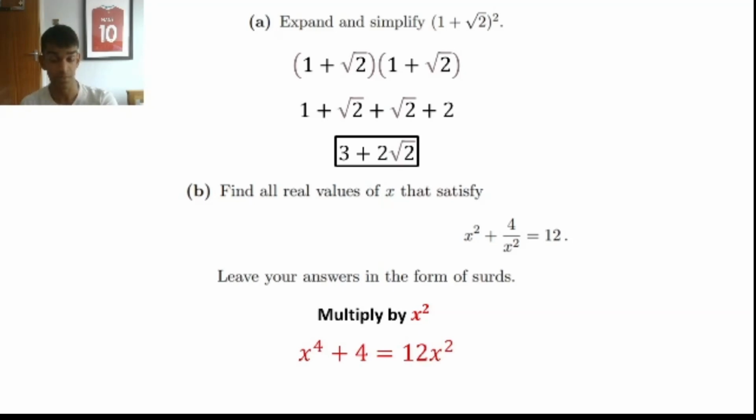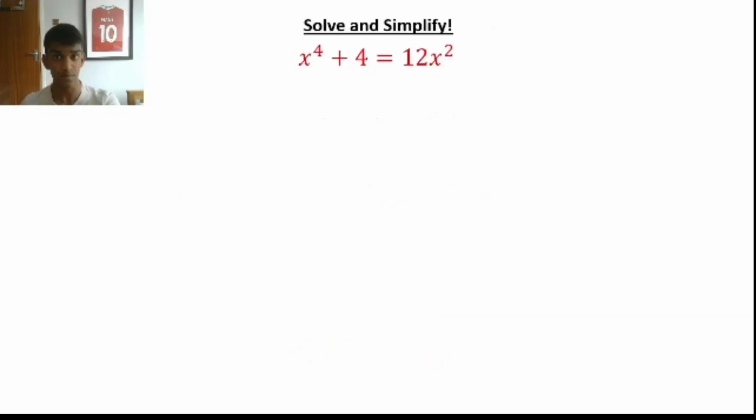power 4 plus 4, because the x squared has been removed from the denominator, is equal to 12x squared. Now we've got to solve and simplify this quartic equation. But how do we go about this? We'll start by moving everything to the left hand side to become in a more conventional form. And if you didn't spot already, there's a hidden quadratic in this quartic.